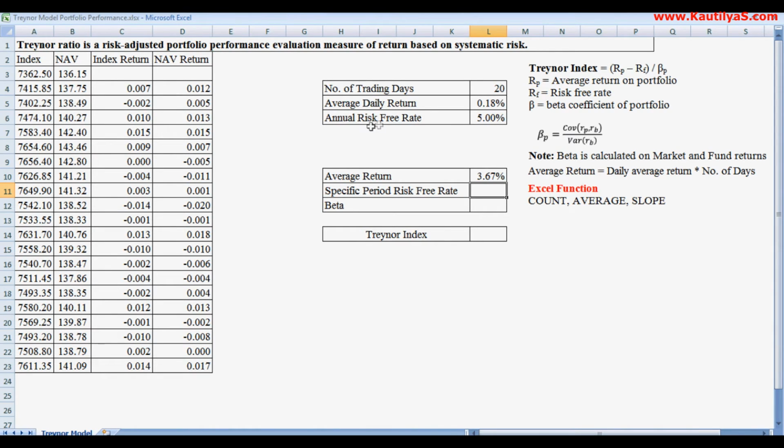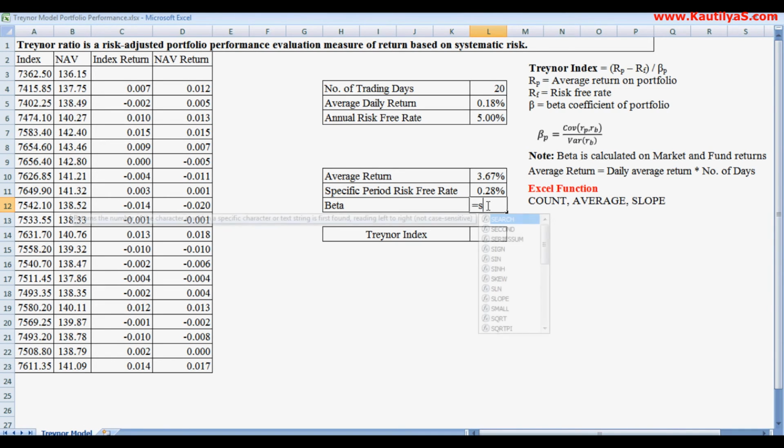And next here the interest rate is annual risk-free rate, whereas we need to have an interest rate only for a specific period, that is only for 20 days. So to do that, this equals to annual interest rate multiplied by number of trading days divided by 360, that is total number of days in a year. So that is our specific period risk-free rate is 0.28%.